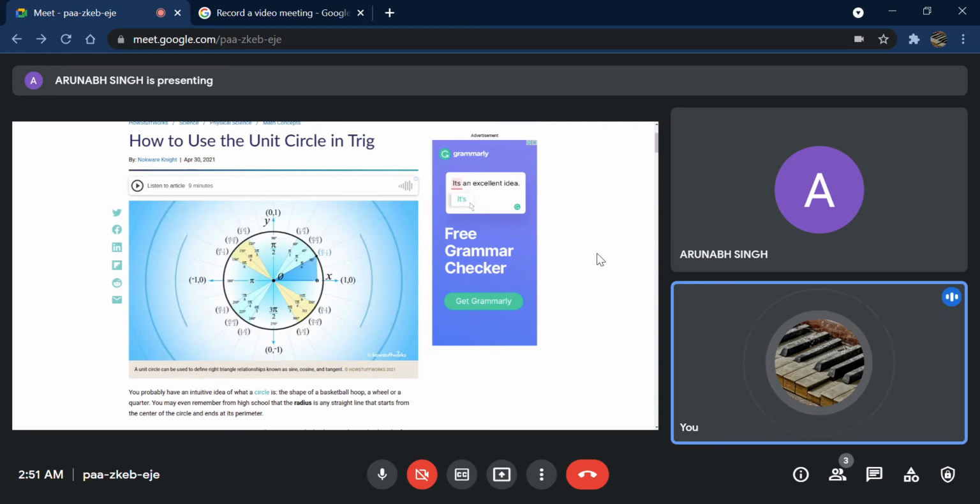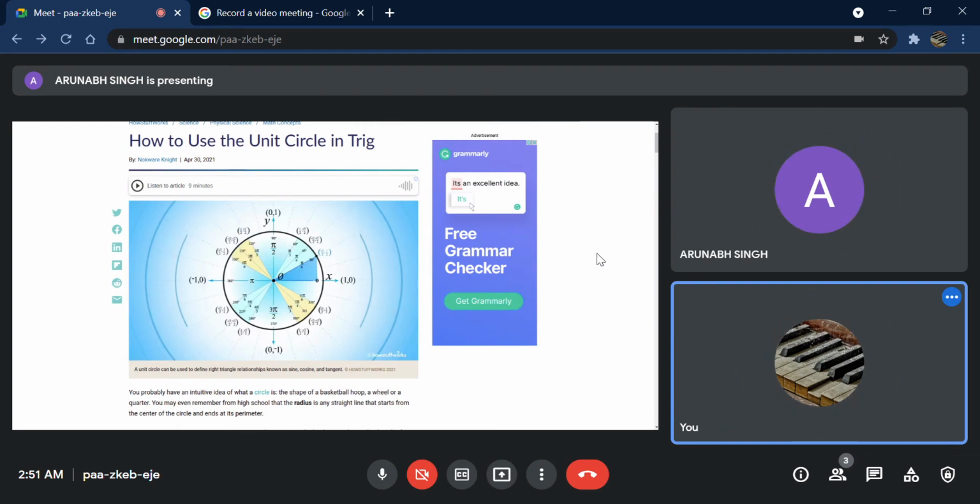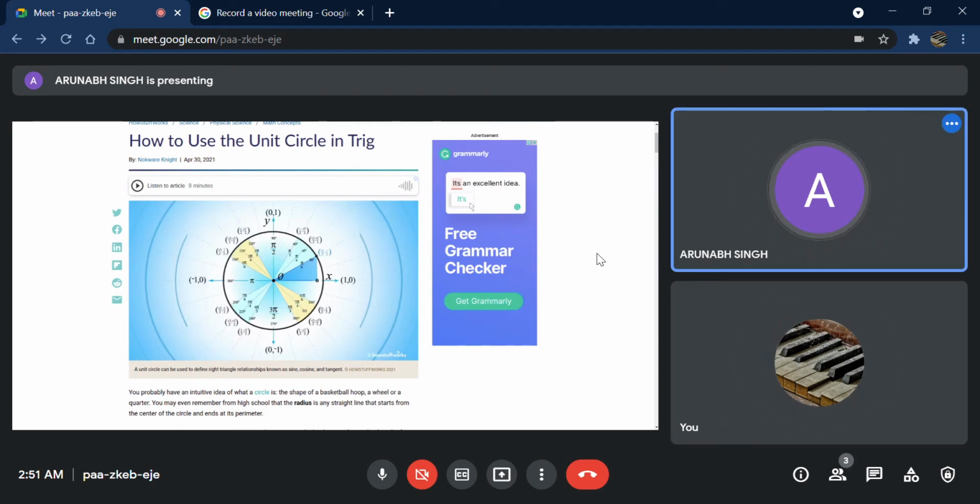It is basically the distance from the center to the circle. Yes, what we define as radius. So this is basically a circle of radius one unit. Yeah, it's a circle of radius one, right?